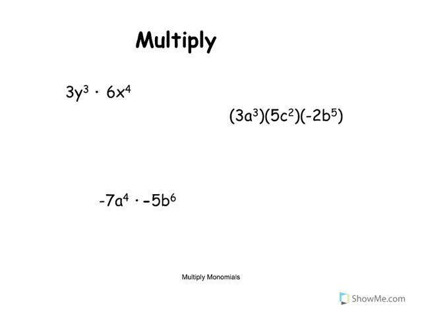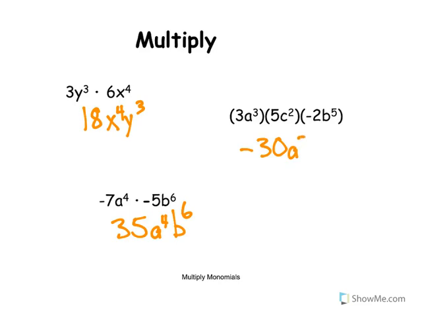So that's what we see with this first one, right? 3 times 6 is 18, and I've still got 4 powers of x, and I've still got 3 powers of y. Negative 7 times negative 5 is 35. I've still got 4 powers of a. I've still got 6 powers of b. 3 times 5 is 15 times negative 2 is negative 30. I've still got 3 powers of a, I've still got 5 powers of b, and 2 powers of c.